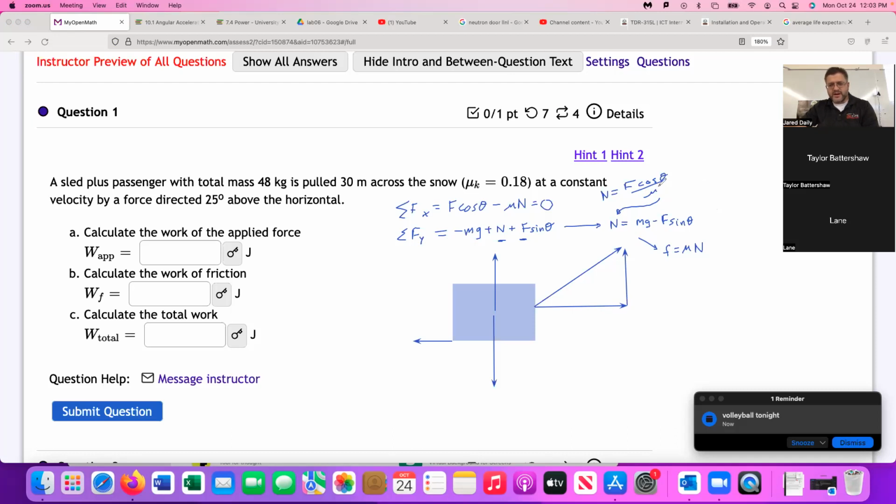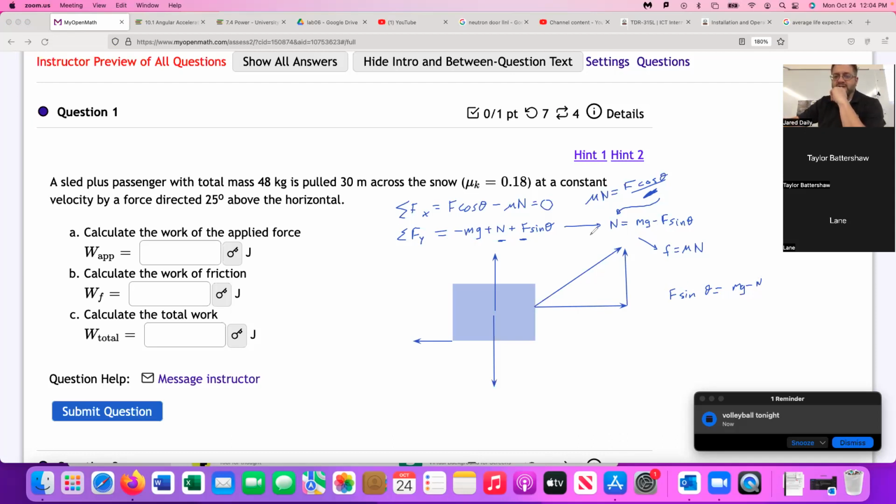What I would actually recommend is solve both of these equations for F sine theta and F cosine theta. So this one's already solved. If I put the mu back over here, then you have this equation: mu N equals F cosine theta. And then solve this one for F sine theta. So you get F sine theta equals mg minus N, I think, like that. That looks right.